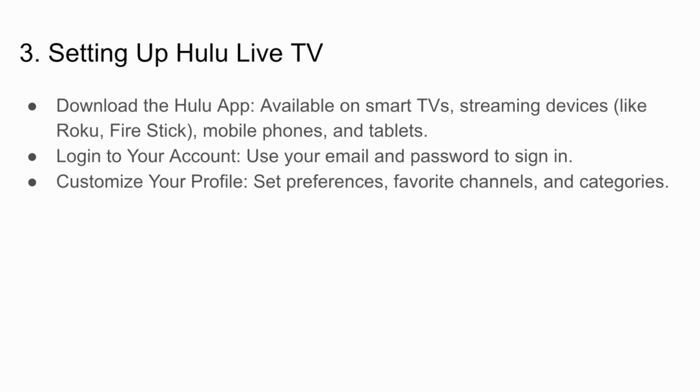Step number 3 is setting up Hulu Live TV. You should download the Hulu app, which is available on smart TVs, streaming devices, mobile phones, and tablets. Then you log in to your account using your email and password. After this, you can customize your profile by setting preferences, favorite channels, and categories.